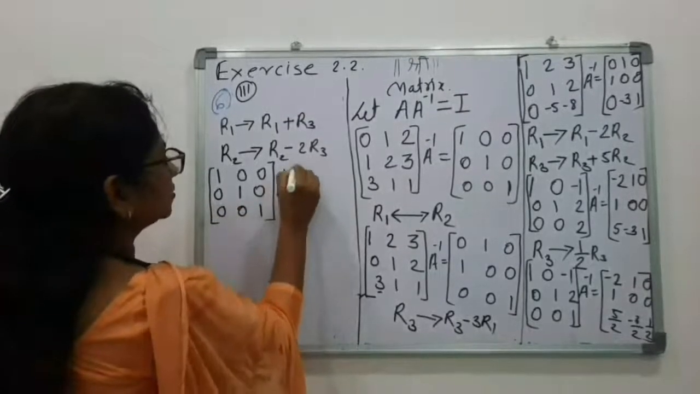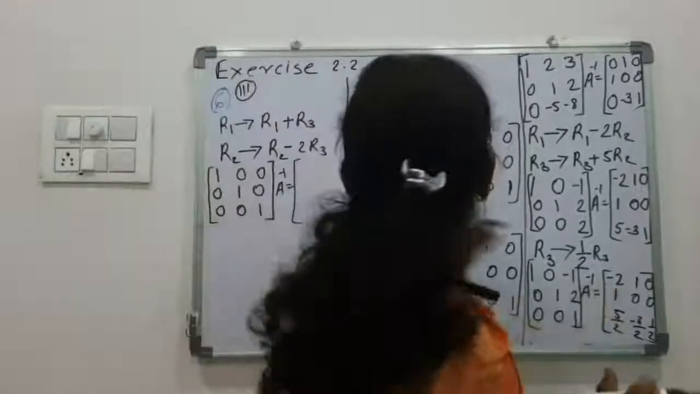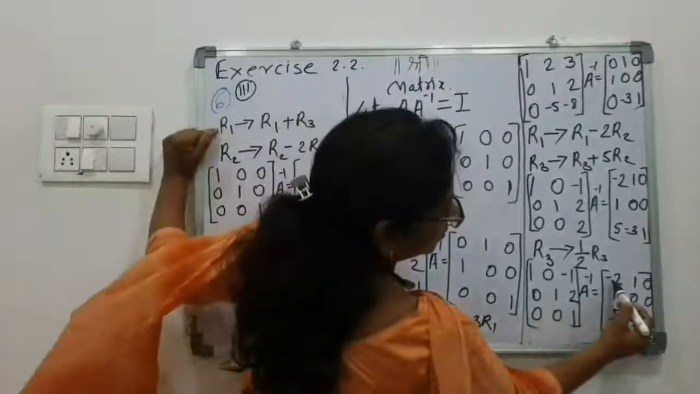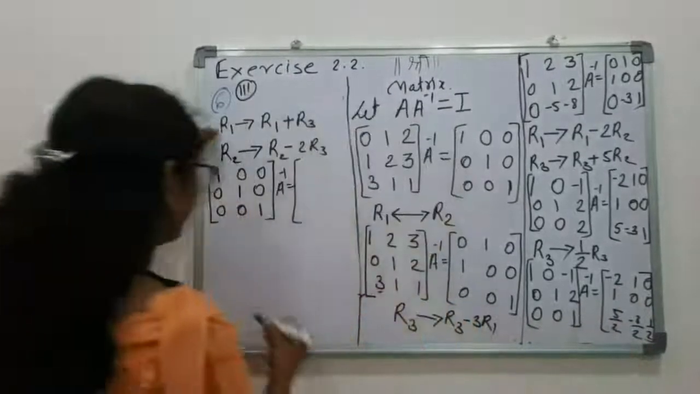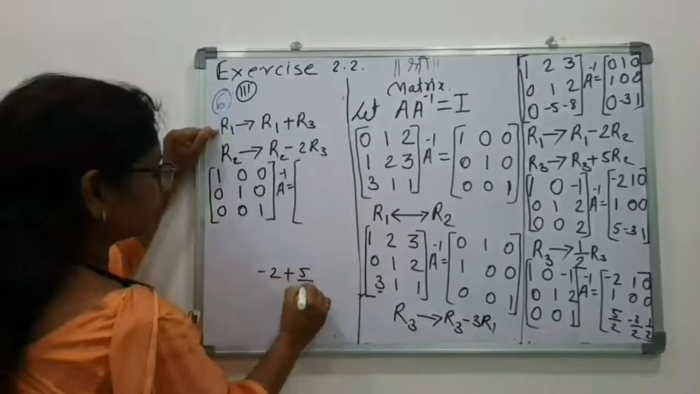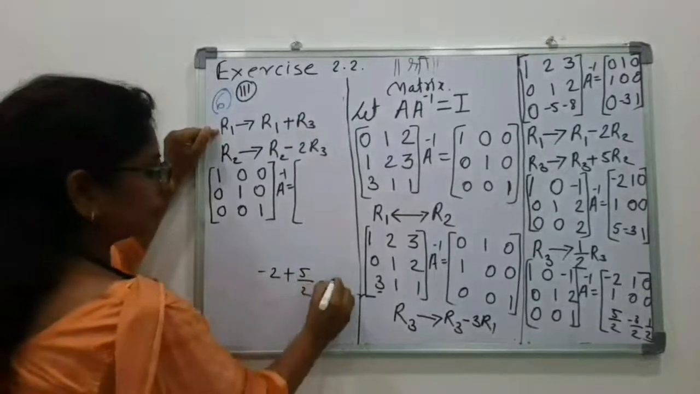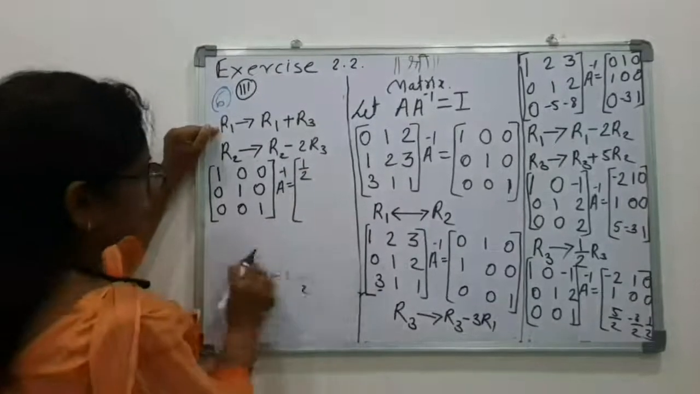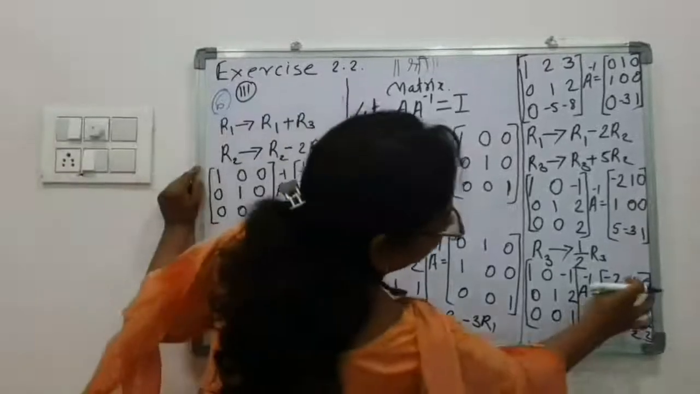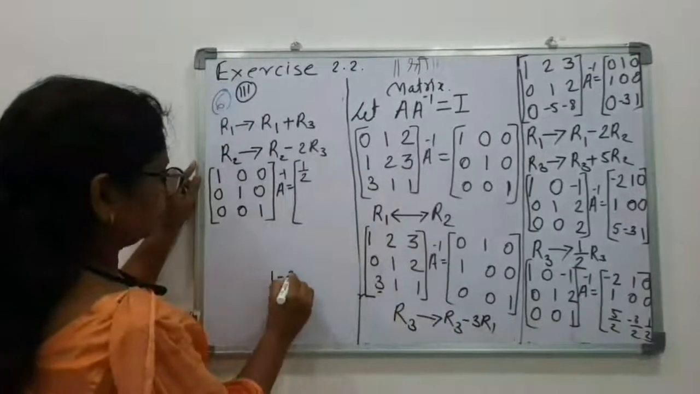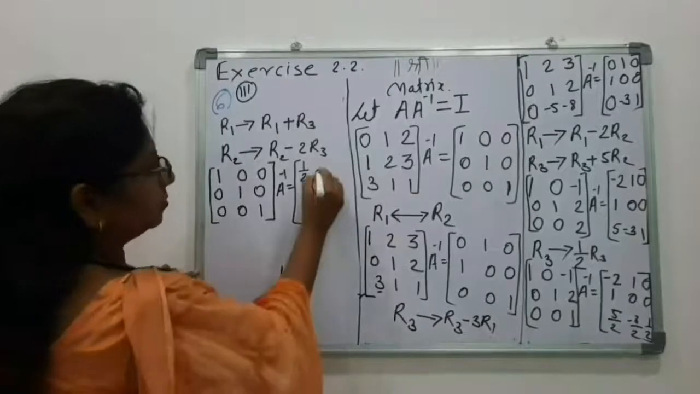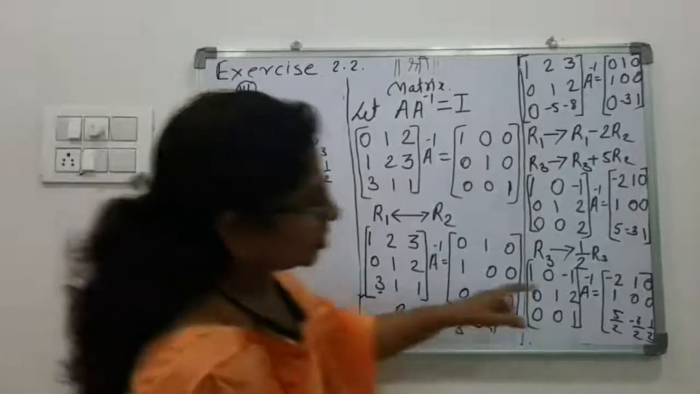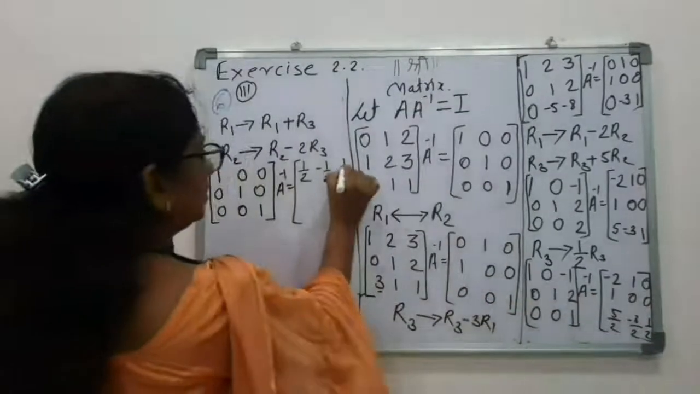A inverse. Now come on right side. What is the transformation for R1? Add R1 and R3. So here R1 is minus 2 and R3 is 5 by 2. So minus 2 plus 5 by 2. That is minus 4 plus 5 by 2, means 1 by 2. Okay? Simply 1 by 2. Now for second, add 1 and minus 3 by 2. 1 minus 3 by 2, that is minus 1 by 2. Okay? Now third, 0 plus half is simply half.